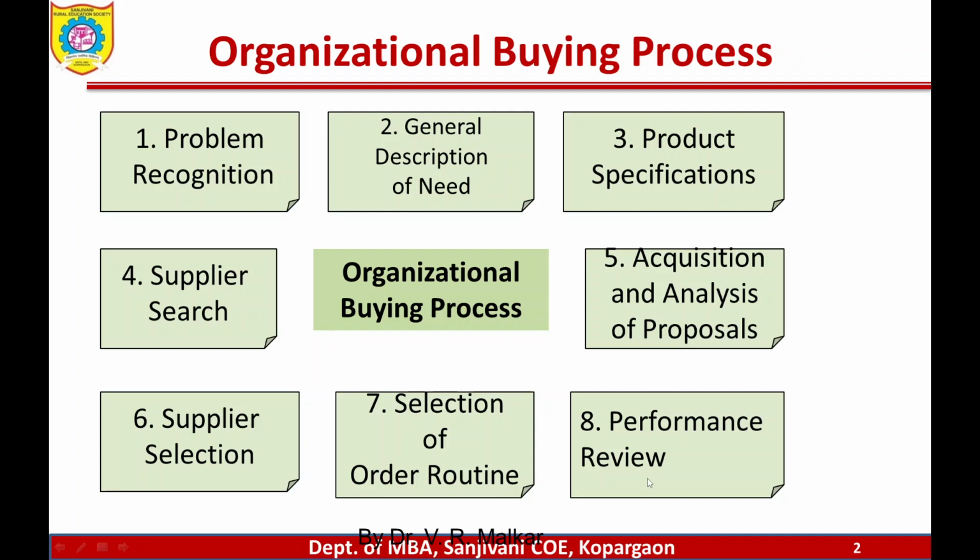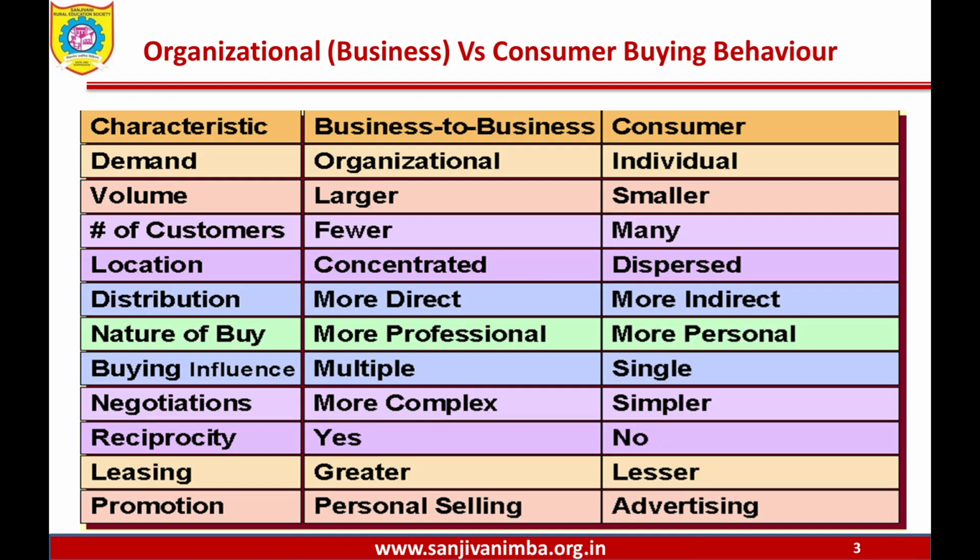This is a general guideline just to let you know that there is a difference between the organizational buying process and the consumer buying process. In case of the consumer buying decision process, we went through only 5 steps: need recognition, information search, evaluation of alternatives, purchase decision, and post purchase behavior. But in case of organizational buying, these are different.